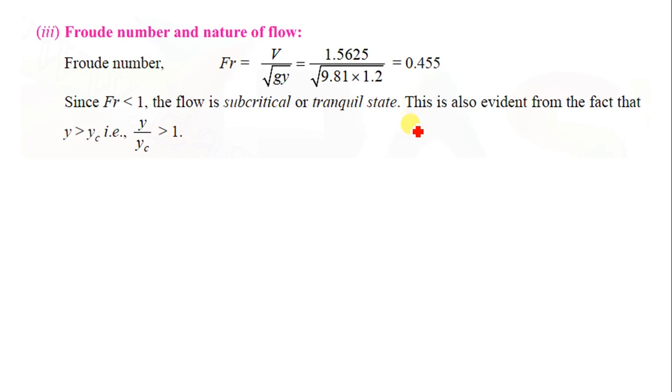Now in the calculation of the Froude number you have to put the actual velocity and discharge values. This is the discharge calculated in the first slide, and this is the depth. The Froude number is 0.455. So the Froude number is less than 1, so you can say this is a subcritical flow. And remember, subcritical flow is also called tranquil state flow or tranquil flow.